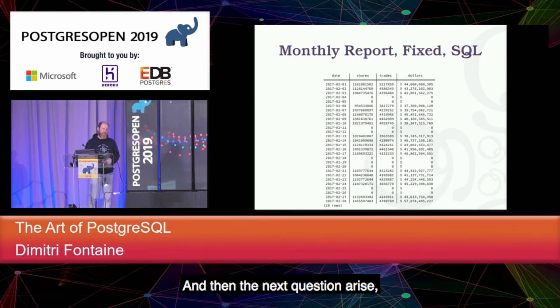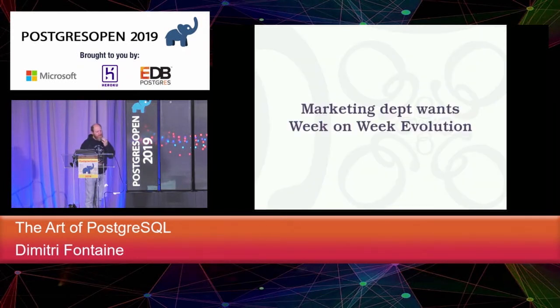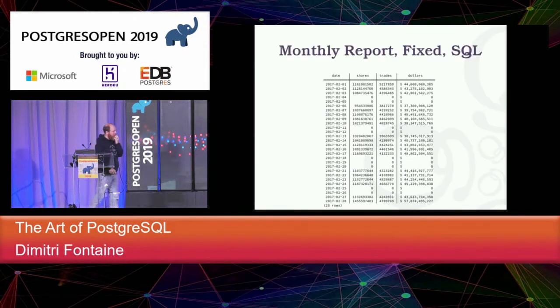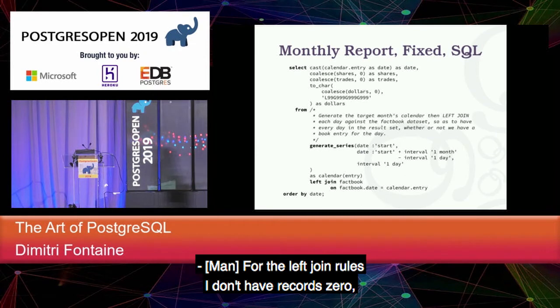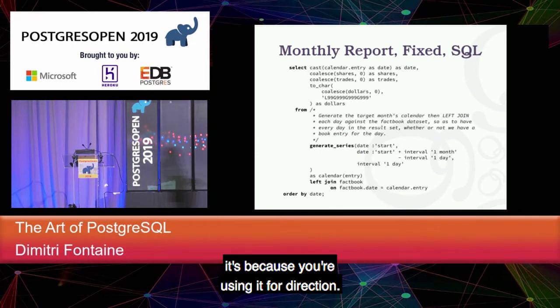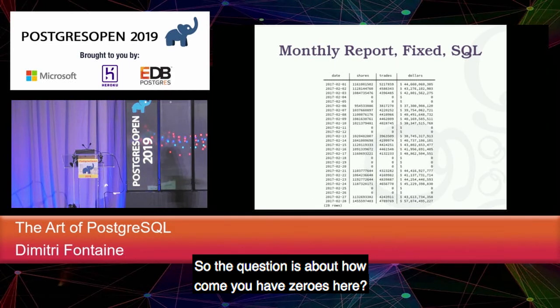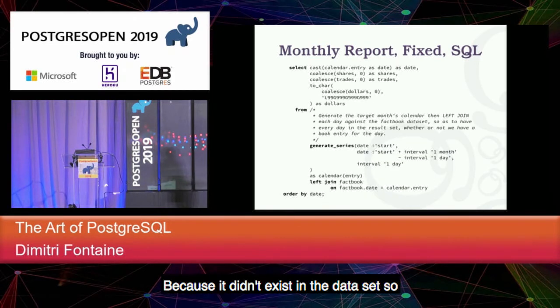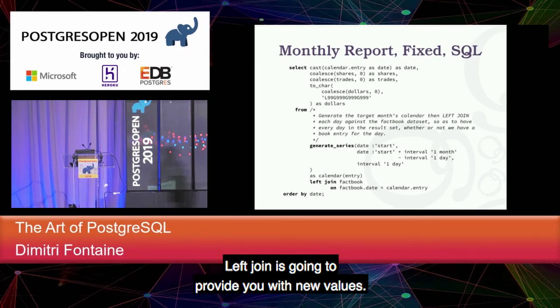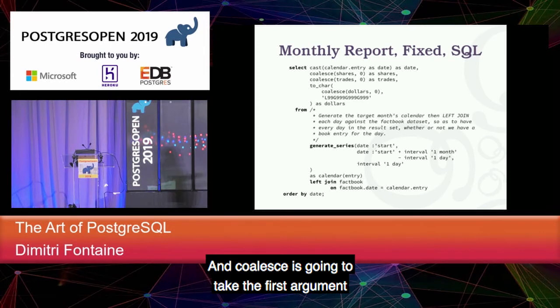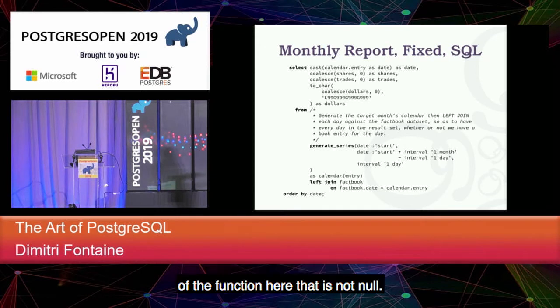And then the next question arises. Yes, question. So for the left join rows that don't have the records, it's 0 all because you use a filter there actually. Yeah, I use Coalesce. Good question. So the question is about how come you have zeros here? Where does that come from? Because it didn't exist in the data set. So we invented zeros. We didn't have any data. Left join is going to provide you with null values. And Coalesce is going to take the first argument of the function here that is not null.